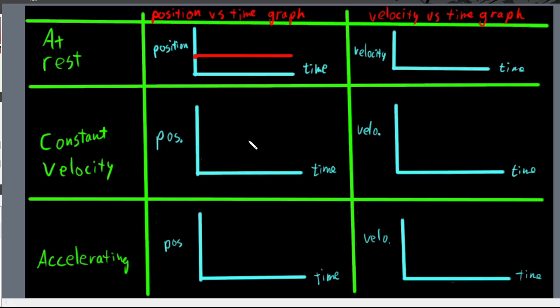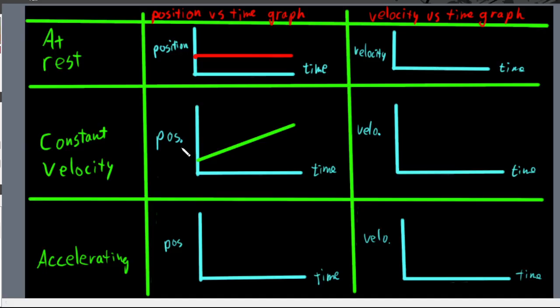Now, what about an object that's moving with constant velocity? How would its position change? All right, so it's going to be straight but diagonally. So we'll have our line something like that. All right.